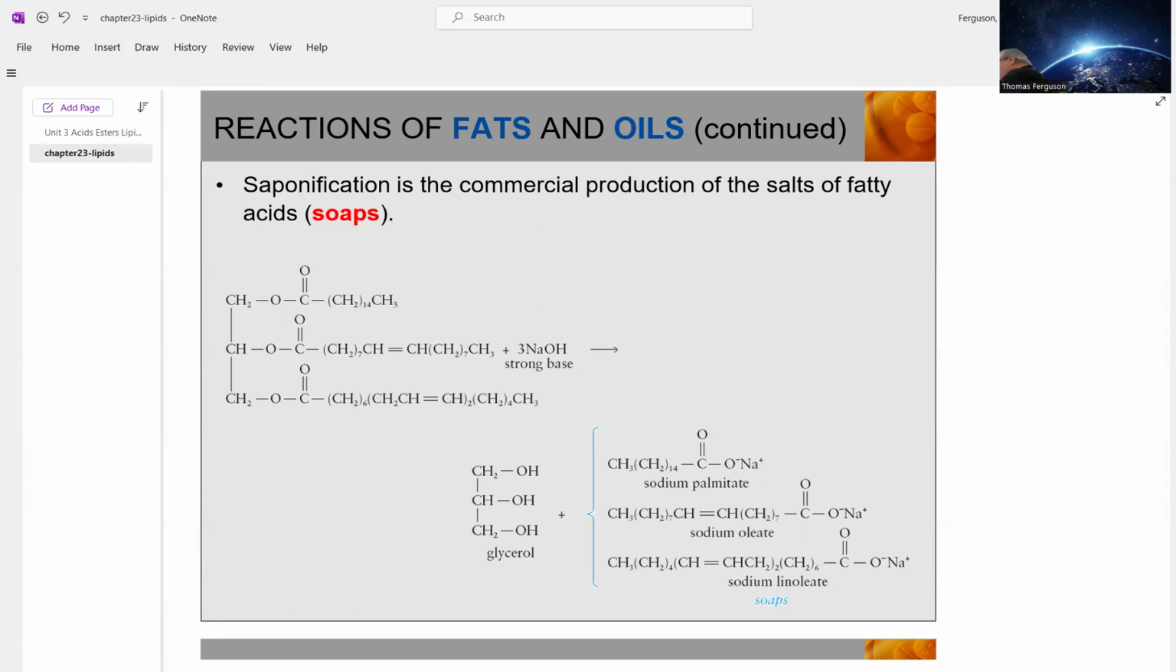Now, when you say soap, it's generally assumed that it comes from a triglyceride, as opposed to a detergent, which does not come from a triglyceride. They're both emulsifiers. They both have a very polar end and a very non-polar end. They're just not the same. So whenever you say soap, it's generated from a triglyceride.